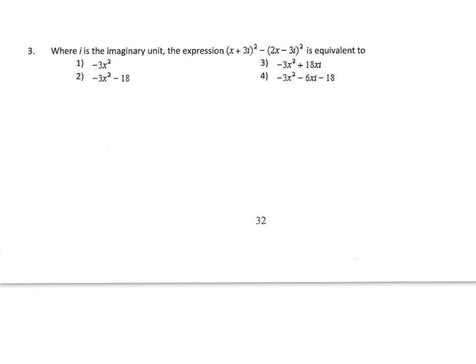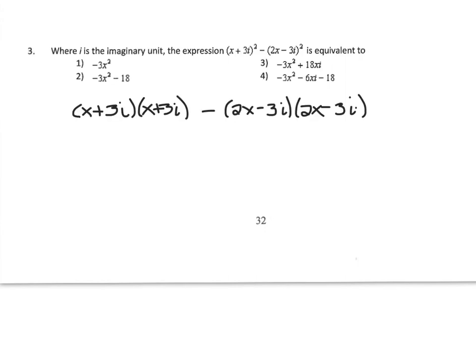All right, but I'm going to do it by hand, because this could easily be a part 2 where you'd have to show work. Okay, so the first thing I did here was, since these had squares on them, I just wrote them out twice. That way we can double distribute. So x times x is x squared. x times 3i would be 3xi. 3i times x would again be 3xi. And then 3i times 3i would be 9i squared.